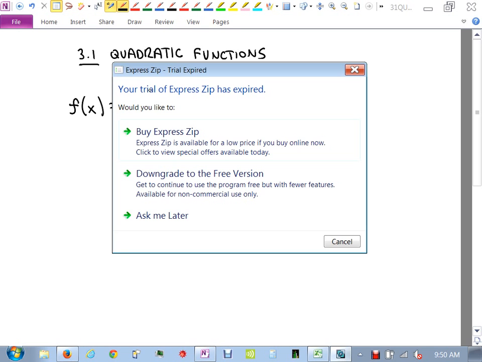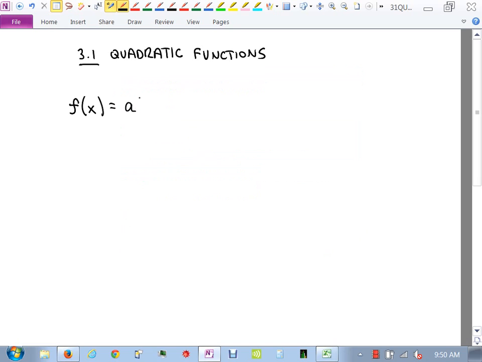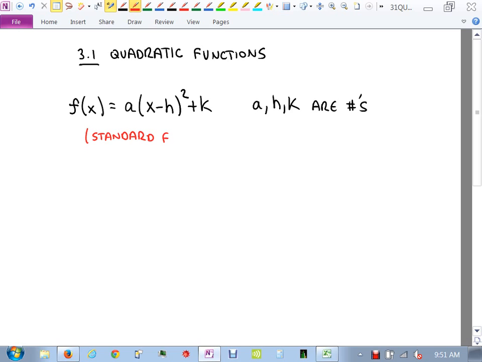This is standard form: a times (x minus h) squared plus k, where a, h, and k are numbers. This is known as standard form. So I'll give you a couple of examples underneath this.